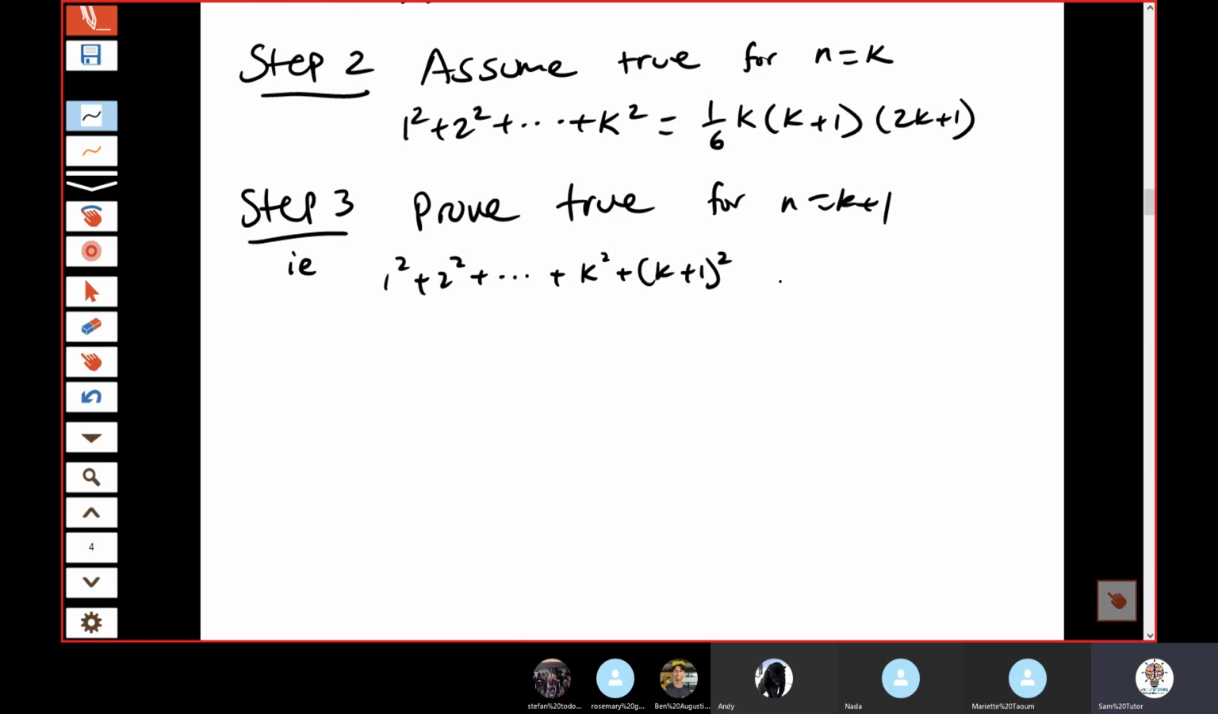Do we understand that? Must equal to, then again you replace your n's for k plus 1. So it becomes 1 on 6, k plus 1, k plus 1 plus 1, which is k plus 2, 2k plus 2 plus 1, that should become 2k plus 3 if you have subbed it in correctly.